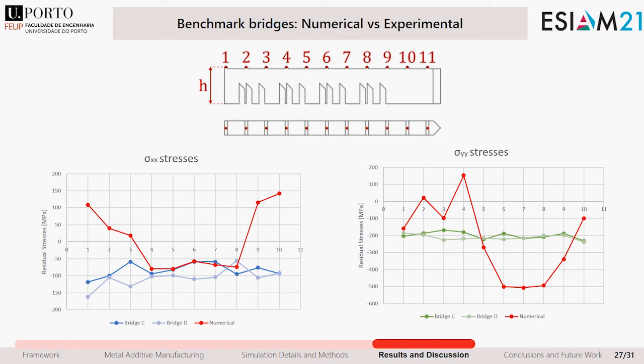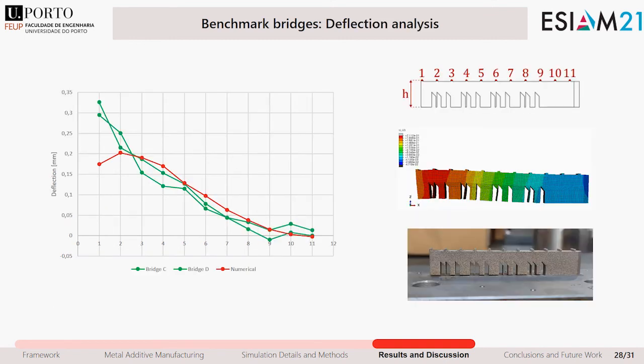This slide compares the residual stresses for the bridges, and one can see that for the longitudinal stresses, a proper agreement in the central part of the bridge is verified, but results deviate at the extremities. Regarding the transverse stresses, the experimental trend was not really captured. Regarding the bridge deflection, there is a very good agreement in the majority of the bridge extension, with one exception for the first point on the left end of the bridge.